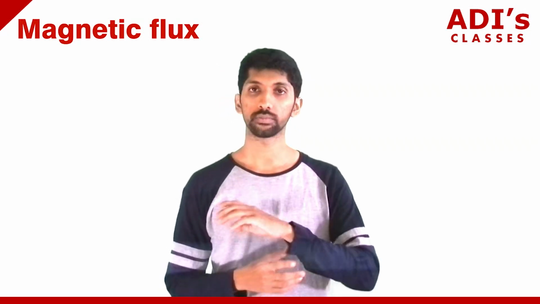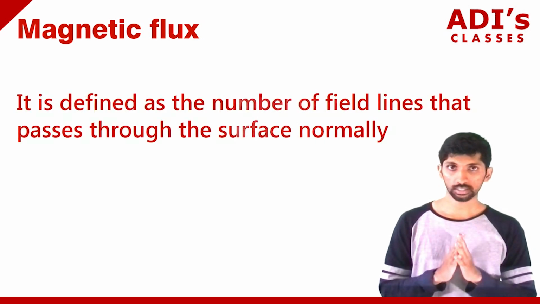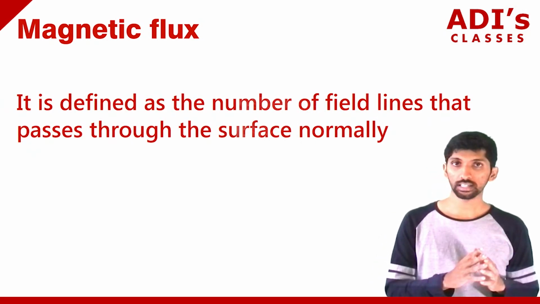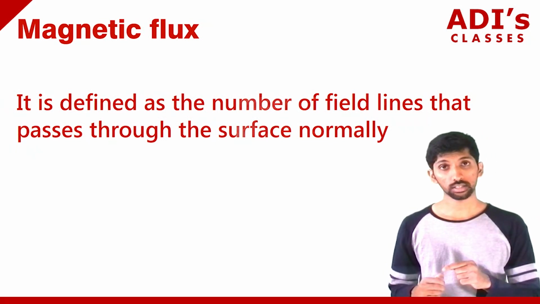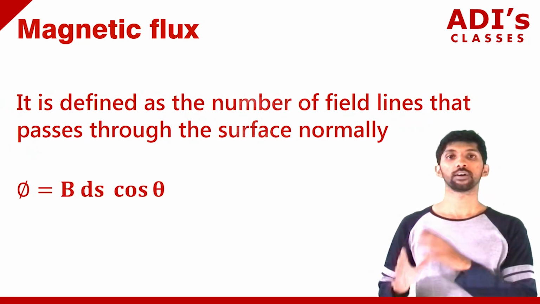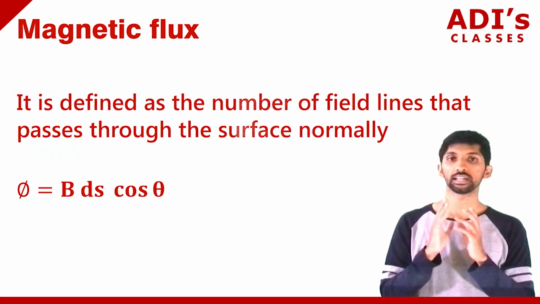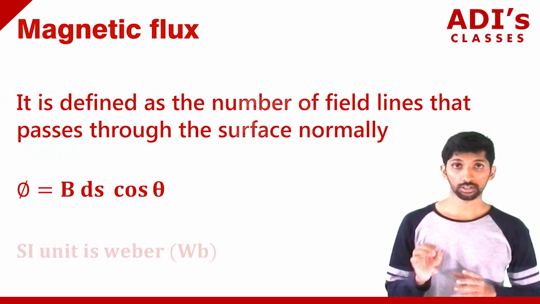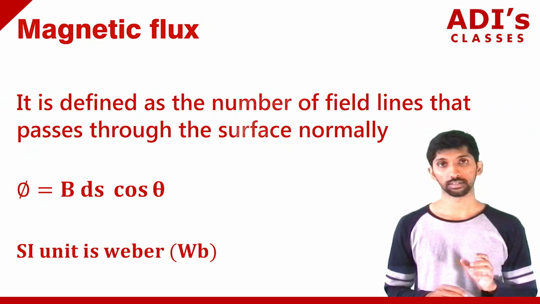The next one is magnetic flux. Now this is very similar to electric flux, what you guys have learned. Magnetic flux is defined as the number of field lines that pass through the surface normally. So you have phi is equal to B ds cos theta. Now the SI unit of this is Weber.